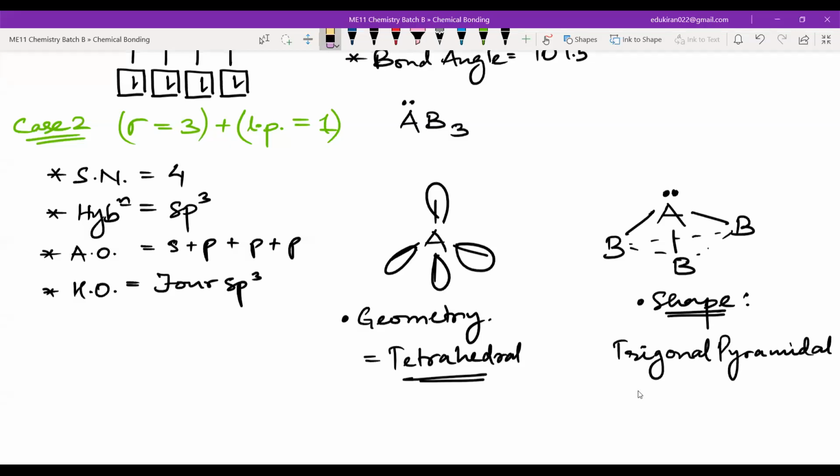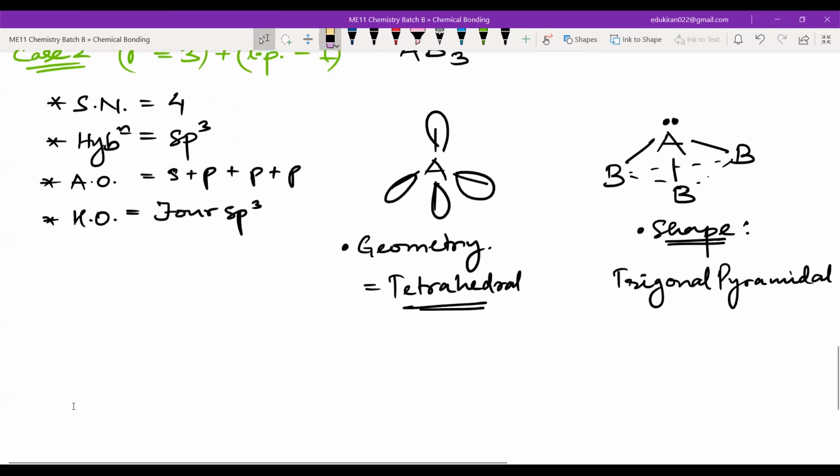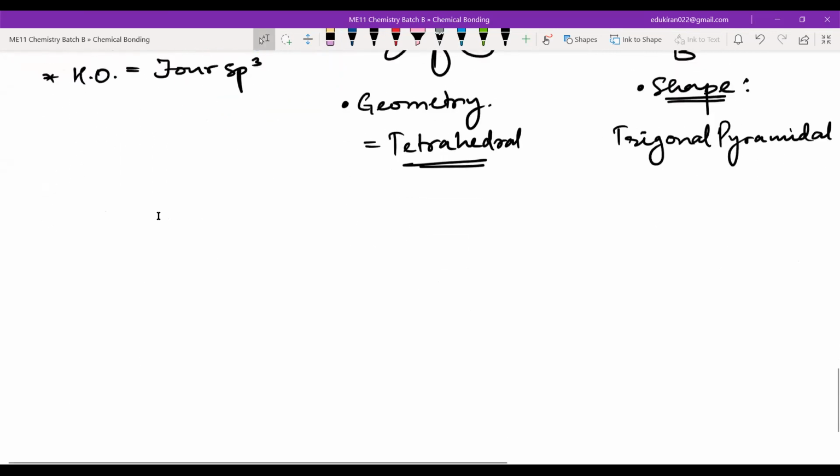If we have the case 2, that is sigma bond is 3 and lone pair is 1. Now what we have to do, we have to assign some real atoms or real elements to these A and B's. So you all will be helping me with that. This A has a number of valence electrons, because the number of valence electrons is the thing which is determining which element this is. So the valence electron in A is how many?